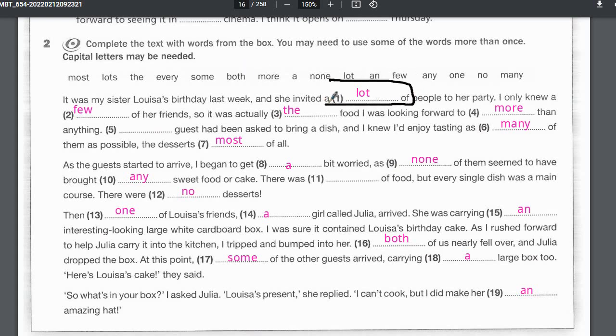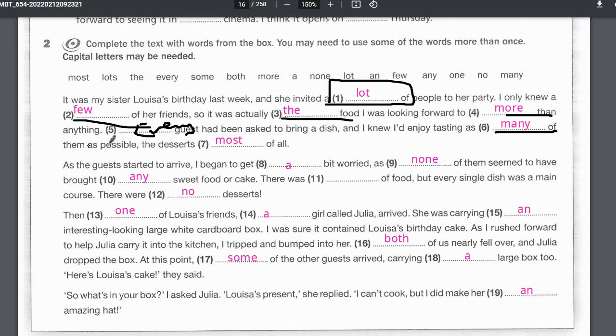A lot of people, many people, a lot of. A few of her friends, it's countable, so a few of. Specific, the food, I was looking forward to the food. More than, comparative. Every, I didn't write this one, every guest. Remember, like everyone, every guest, every morning is like all the guests, all the mornings, but normally every is more common than all. Here all the guests would be okay. Notice every plus singular, every guest, everyone, but the meaning is plural.